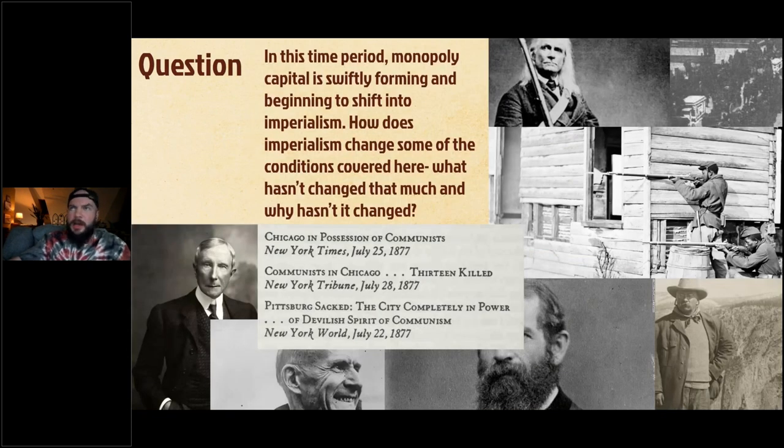So just to wrap up, whenever I'm reading something like this, I am usually looking for some comparison to today. In the time period that we're talking about here, monopoly capital is still forming, so it's still making that shift into imperialism. And I want to ask my ending question: how does modern day imperialism change some of the conditions that we covered here, and what hasn't changed? What seems pretty much the same? Those are just some of the questions that I'm left with.